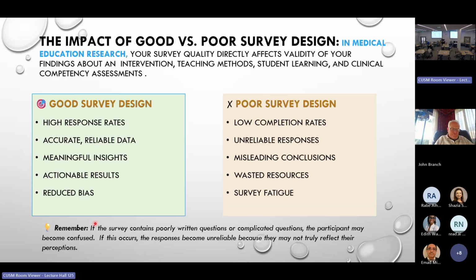And the pro tip here is that if the survey contains poorly written questions or even overly complicated questions, that participant may become confused. If this occurs, the responses become unreliable and unusable because they may not truly reflect the perceptions, attitudes, and beliefs of the participants of that community. And I will say this as a pro tip, as a continuation of this thought: we'll spend some time talking about what constitutes a poorly written question or an overly complicated question.